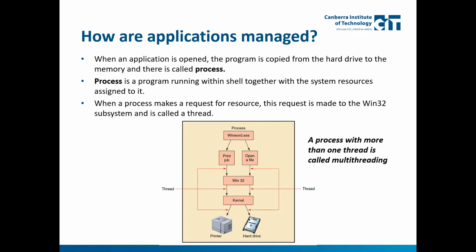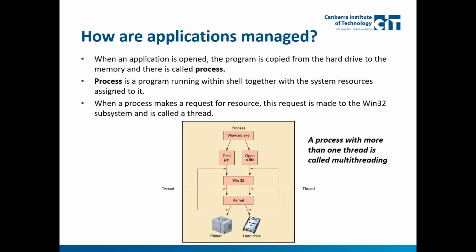But how does our operating system actually manage our applications, guys? And what is actually a process? We need to understand that in order for us to be able to troubleshoot our system and make sure our system is running optimally. So the first thing is when an application is open, every time you click on an application, that might be Microsoft Office, Microsoft PowerPoint, or whatever, that program that is stored in your hard drive is copied to your memory, to your RAM. And every time that this happens, we call it a process.